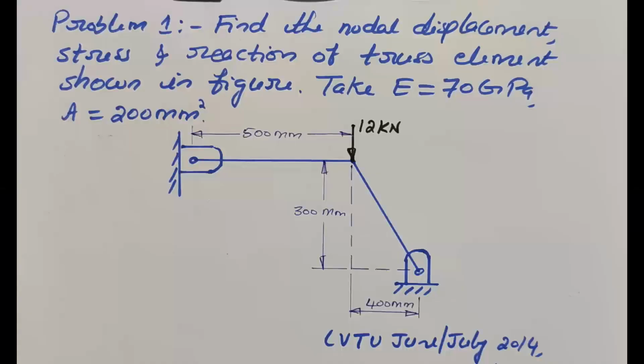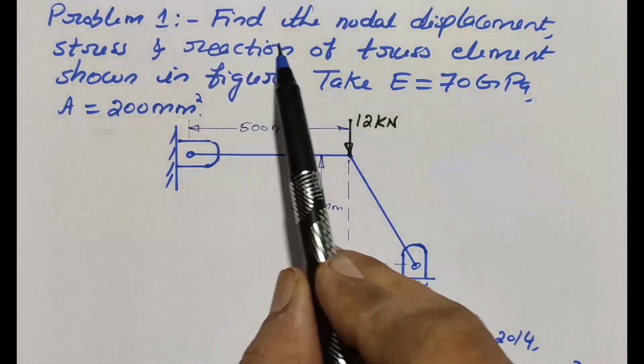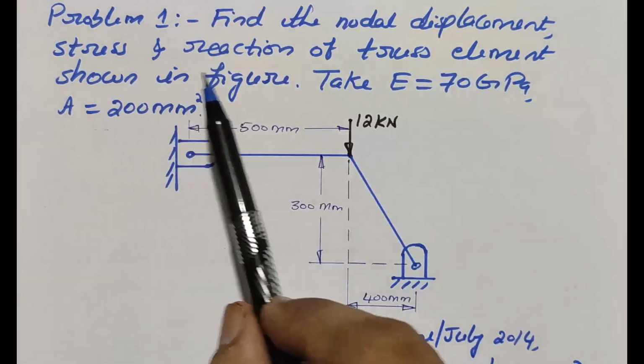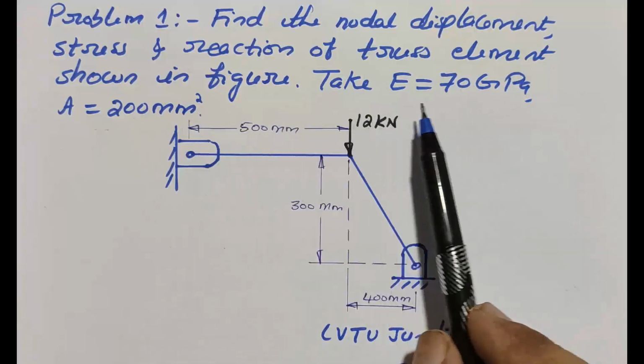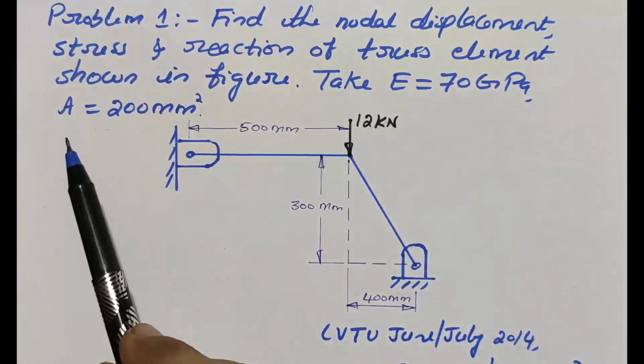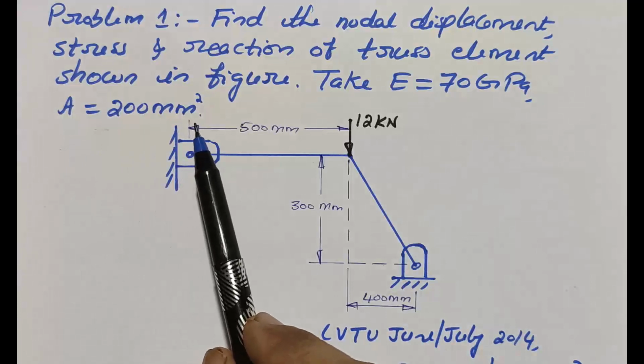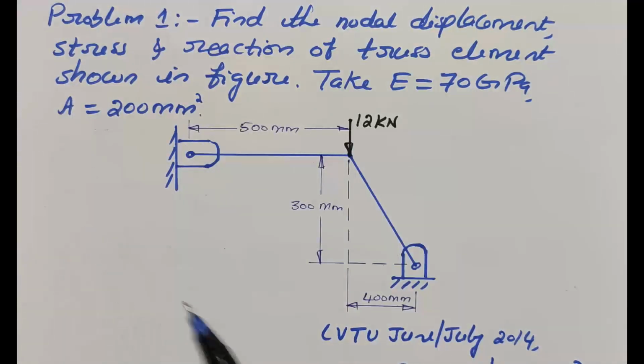Problem number 1 on trusses. Find the nodal displacement, stress and reaction of the truss element shown in the figure. Take E equal to 70 GPa, A equal to 200 mm square. This is the figure given.